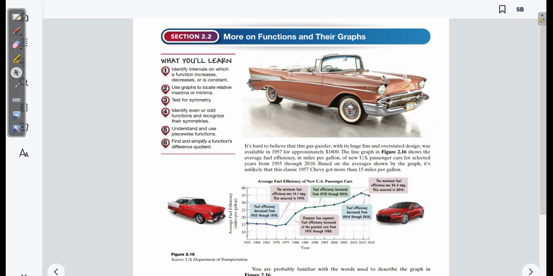All right, today we're talking about Chapter 2, Section 2, more on functions and their graphs. So we're going to talk about how we identify functions and the different names we have for them in this section.